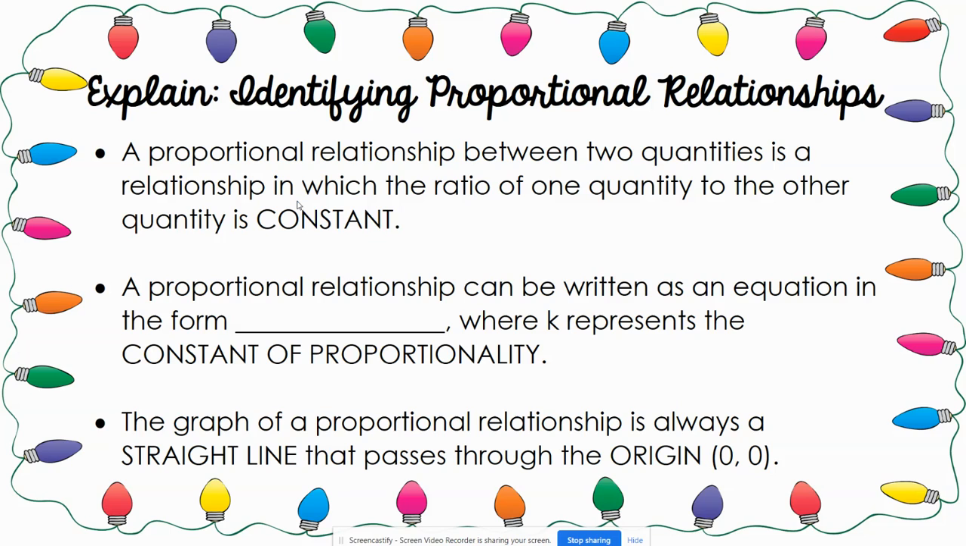A proportion can be written as an equation in the form y equals k times x, where k represents the constant of proportionality. So what this means is we can write something in the form y equals maybe 4 times x. And in this case, 4 would represent our constant of proportionality.